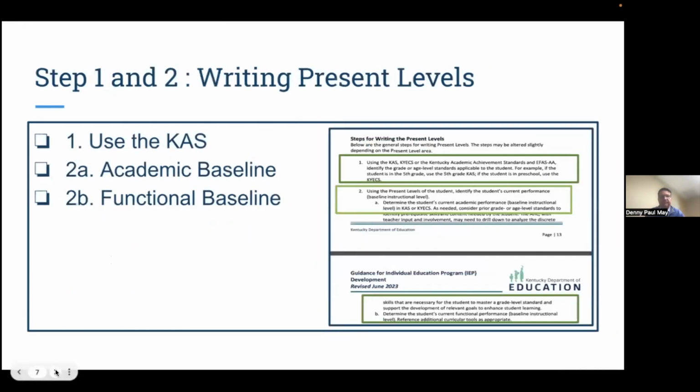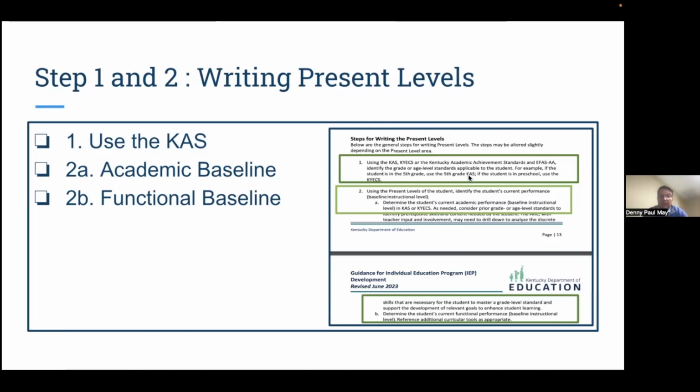Let's move on. Okay, so when we write present levels, we use the Kentucky Academic Standards. We also can determine academic baseline and functional baseline. This is a screen capture from one of the pages in the IEP guidance document. And it says, using the KAS or the Kentucky Early Childhood Standards or the Kentucky Academic Standards for alternate assessment, identify the grade or age level standards applicable to the student. For example, if the student's in the 5th grade, use the 5th grade KAS.